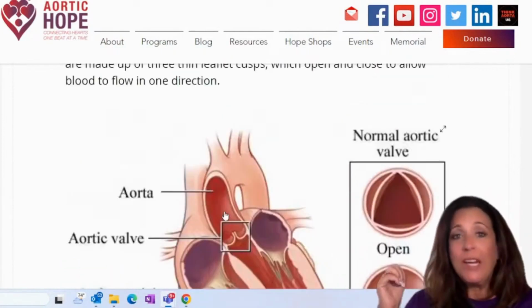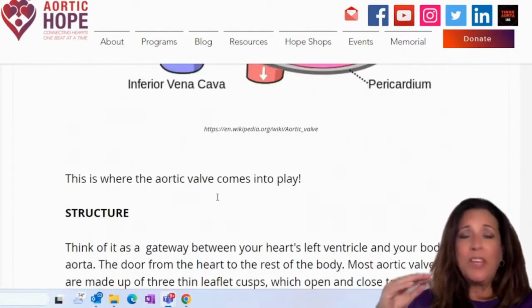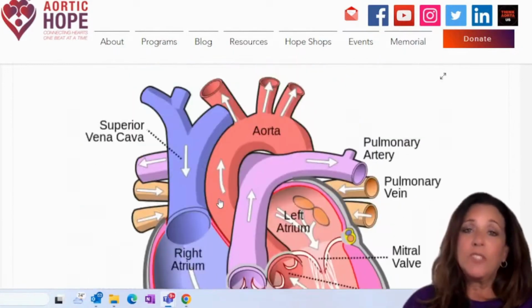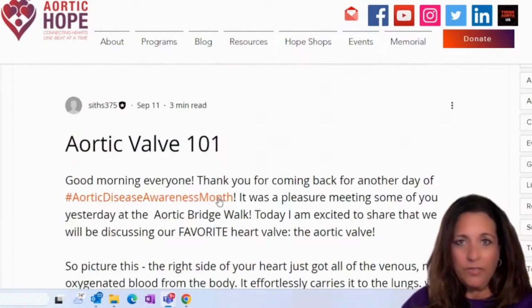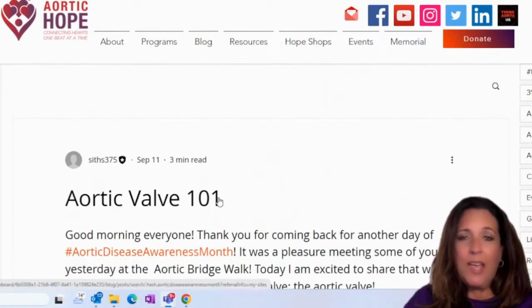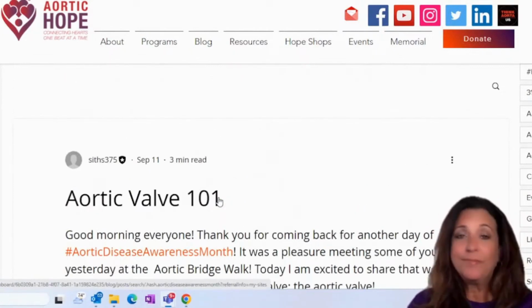So check it out. Let us know what you think. This is to be used as a conversation point between yourself and your physician if you're having any valve issues. So that's Aorta Valve 101. There you go.